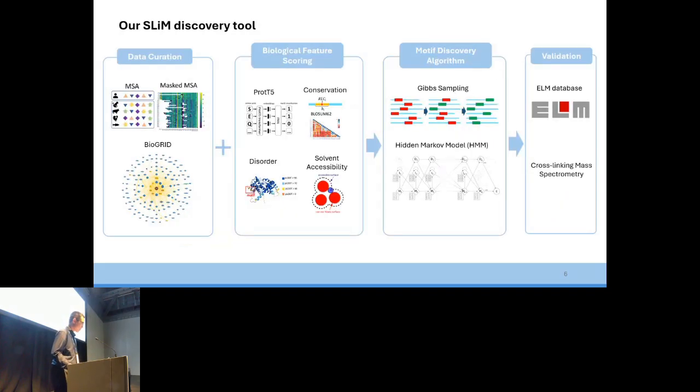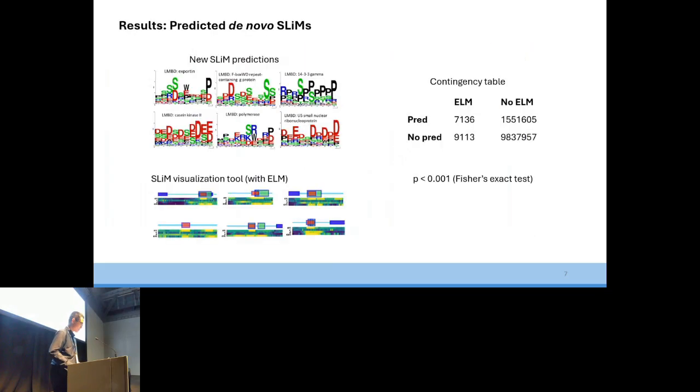So this is an overview of our tool. I skipped the data curation because of the time limits, but we use the tool to validate against the ELM database, which is an experimentally curated database.